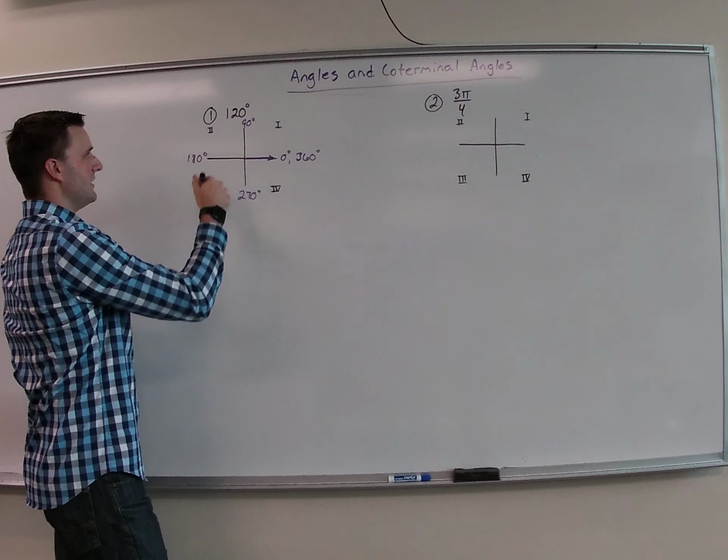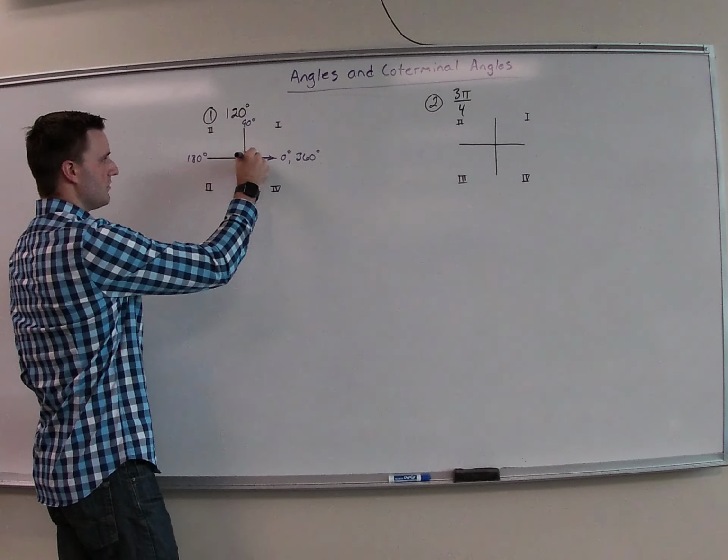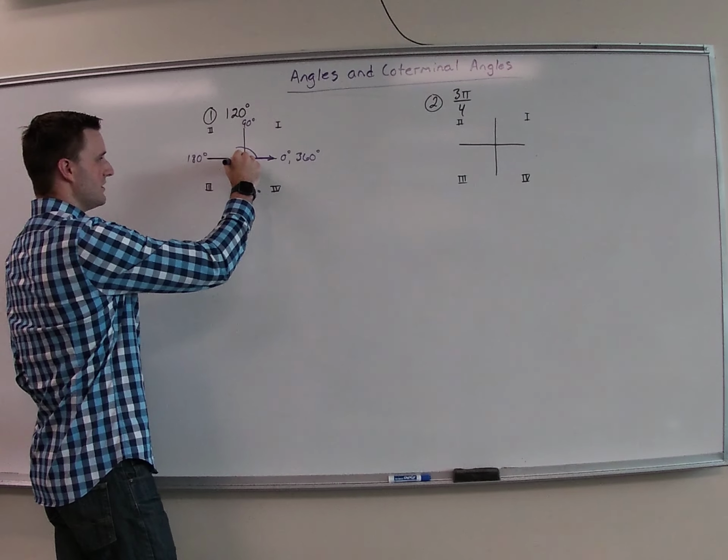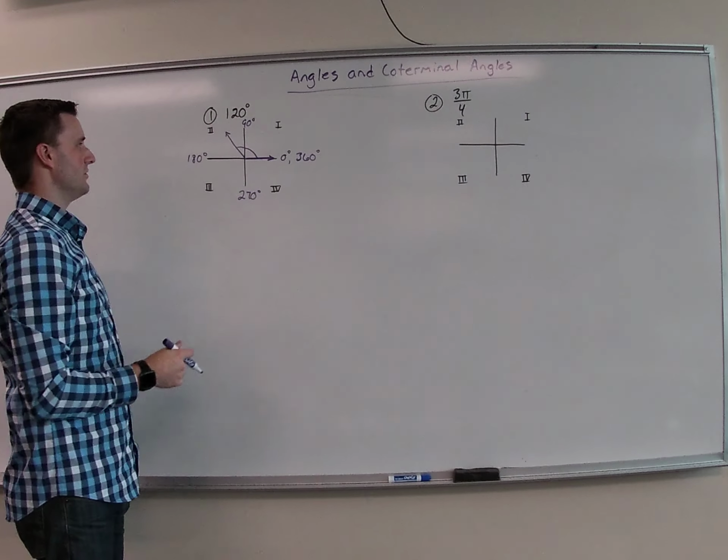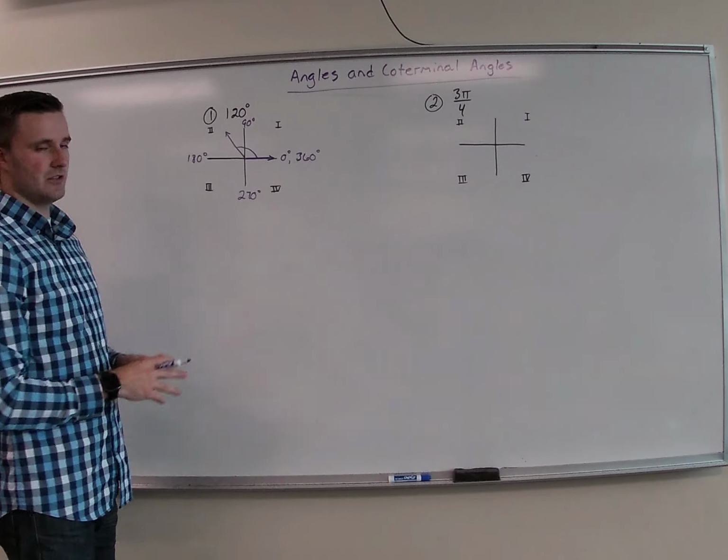So if I wanted to graph something that was 120 degrees, I'm going to go through 90 and just about 30 degrees past. And so here would be my initial side and my terminal side. So that would be 120 degrees.